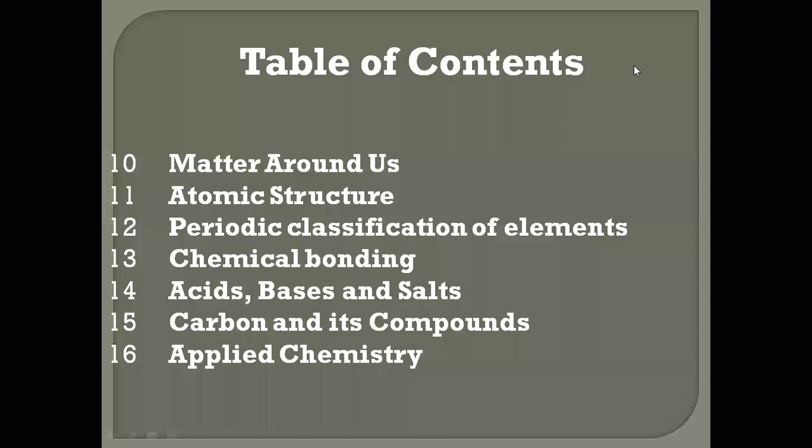So, now we have discussed an overview of the chemistry lessons. First one is matter around us, second atomic structure, third periodic classification of elements, fourth chemical bonding, fifth acids, bases and salts, sixth carbon and its compounds, seventh applied chemistry. Next class we will discuss each unit in detail.